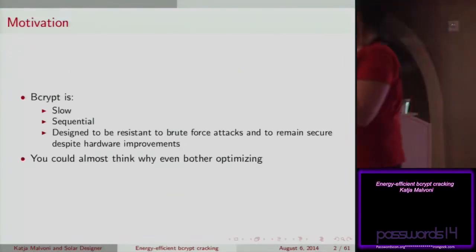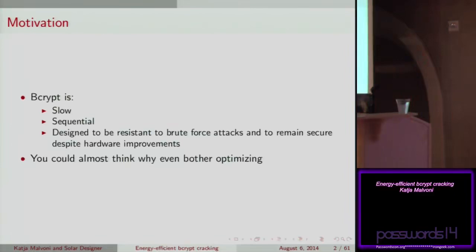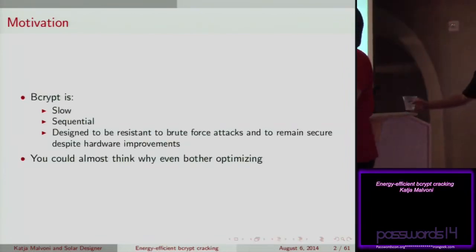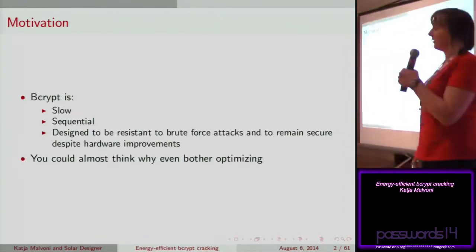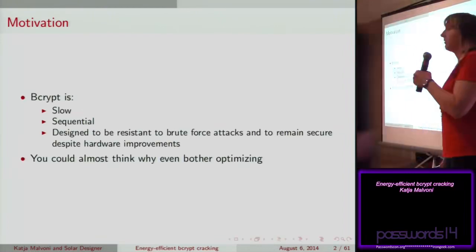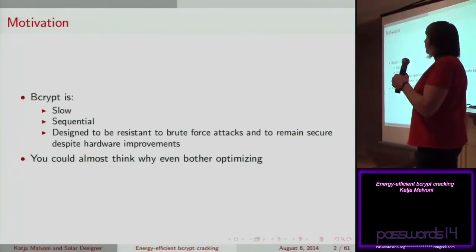So why do we do energy efficient bcrypt cracking? I mean, you could ask yourself, bcrypt is really slow, it's sequential, it's really designed to be resistant to that hardware. And it's easy to ask yourself, why bother optimizing? I mean, why would you even do that?